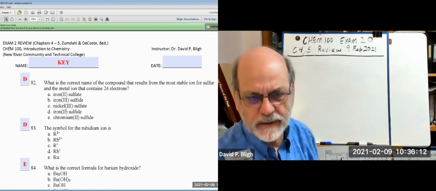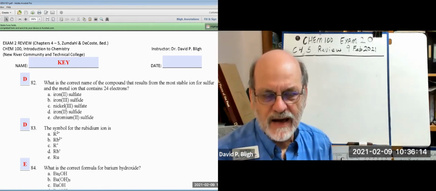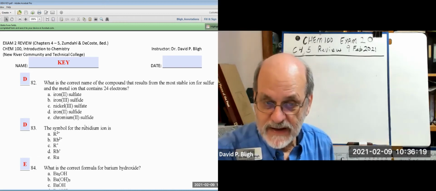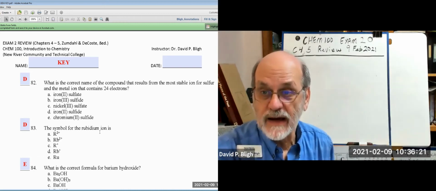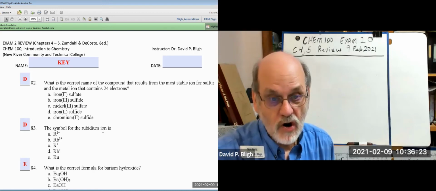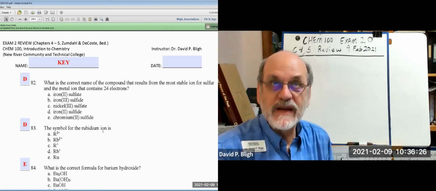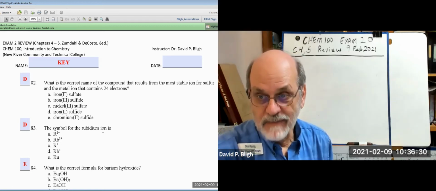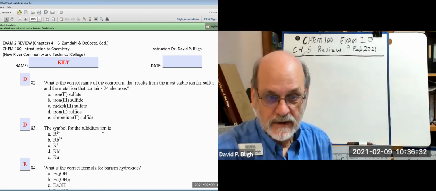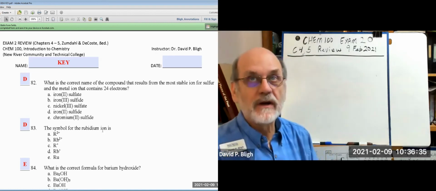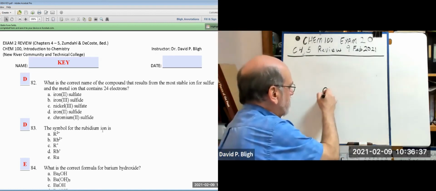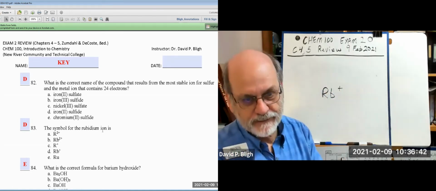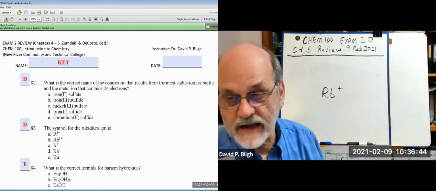All right, 83. The symbol for the rubidium ion is, okay, you need the element symbol for rubidium, plus you need to know what ion it is. What is its charge? So rubidium, find it. It's an alkali metal, first group, means it's going to have a 1+ charge, and the symbol is Rb 1+. That's why the answer is D.